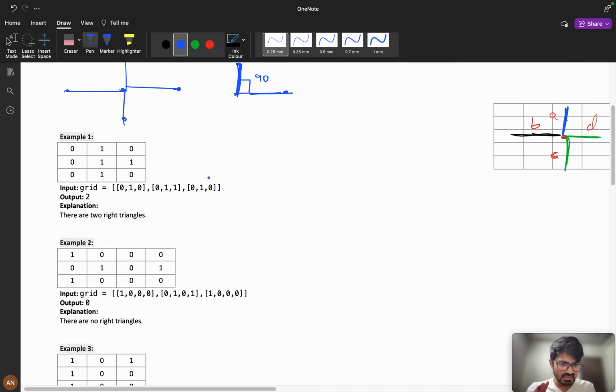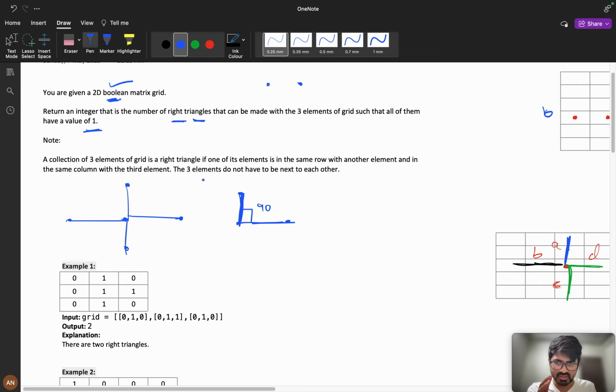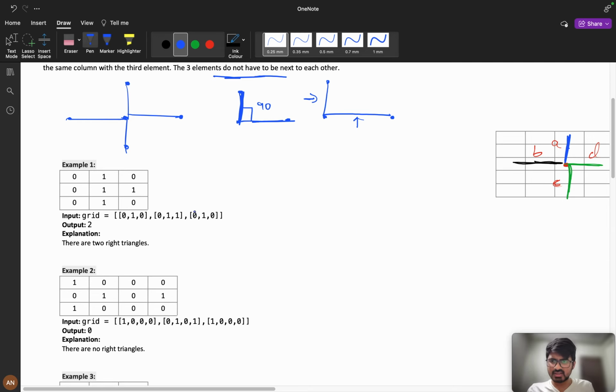Now let's see the question. I think you have got what exactly the question states. Now let's see the example, and this is the most important thing. The 3 elements do not have to be next to each other. That means I can have one point here and it can be an empty point, and I can have a point here. So this is also valid. This is empty and I can have an element here. In this way you can form the right triangle. Now you can see how many you can form. You can form this, and you can form this. So in total I can form 2.